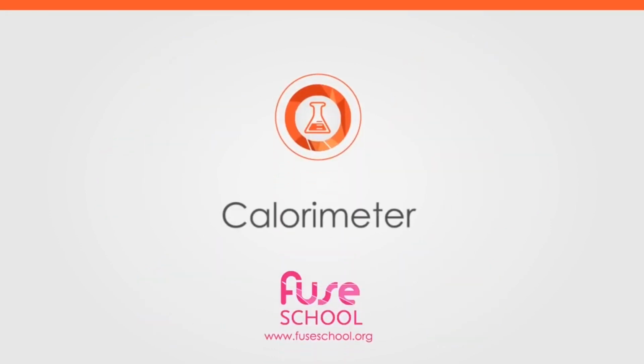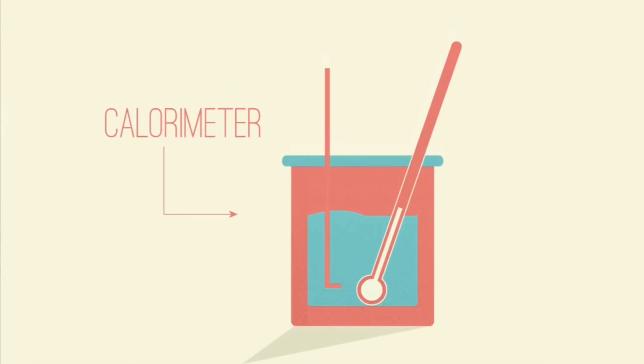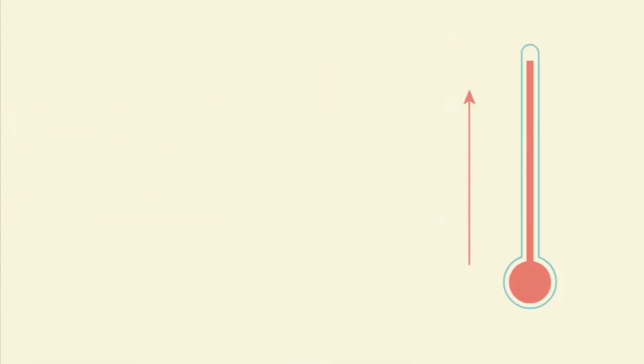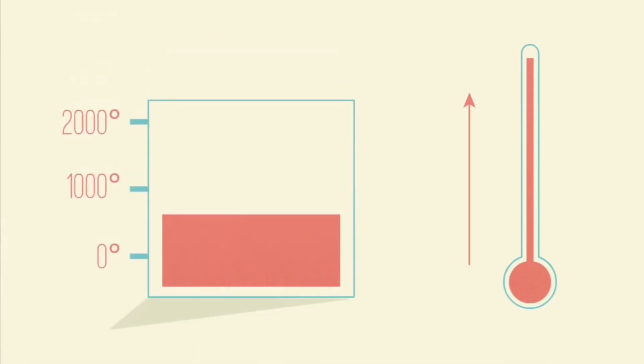In this video, we are going to learn about calorimeters, what they are, how they might be used, and why they are used. A calorimeter is a device used for calorimetry, the process of measuring the change in heat of chemical reactions, or physical changes, as well as heat capacity for a material.